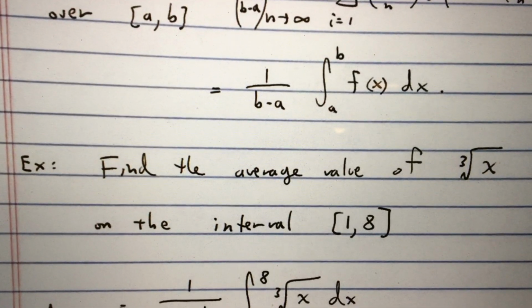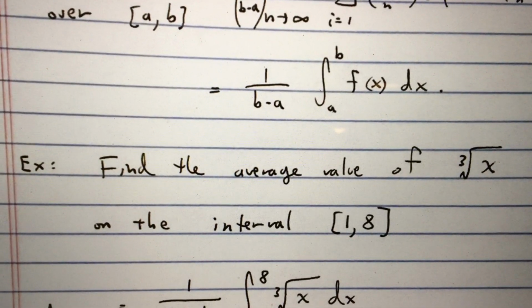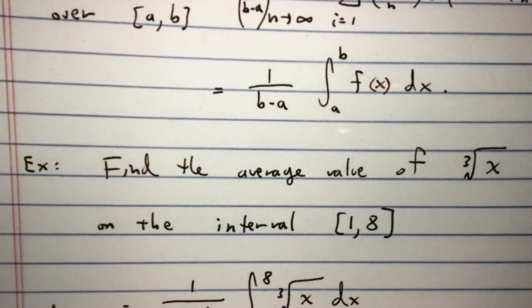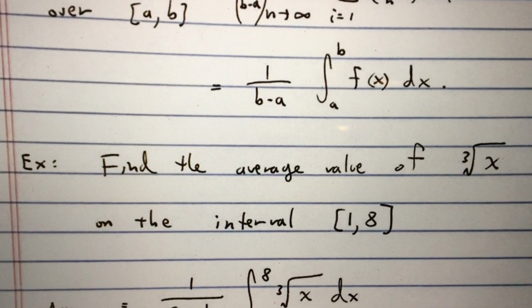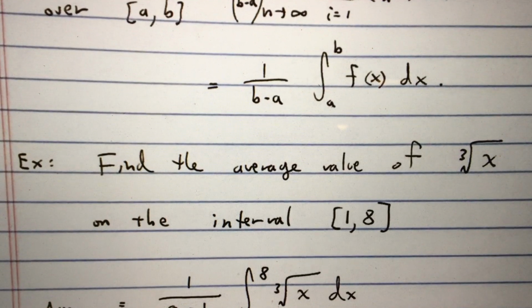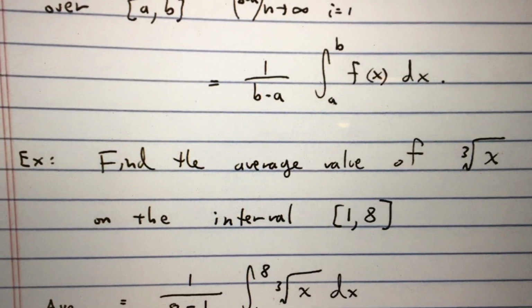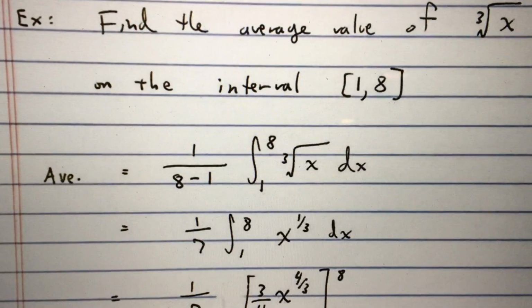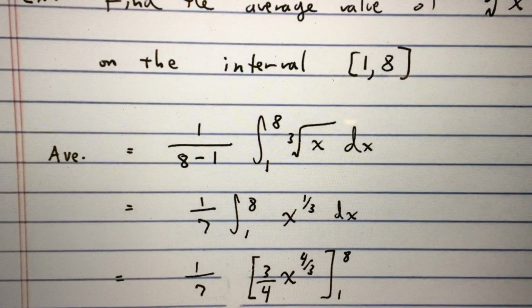It makes some kind of sense. It's adding up all the values of f of x. That's the integral, the infinite number of values added together, and then dividing by the distance, b minus a. But to make it really make sense, you have to go back to the data points we were talking about and the derivation of that formula.